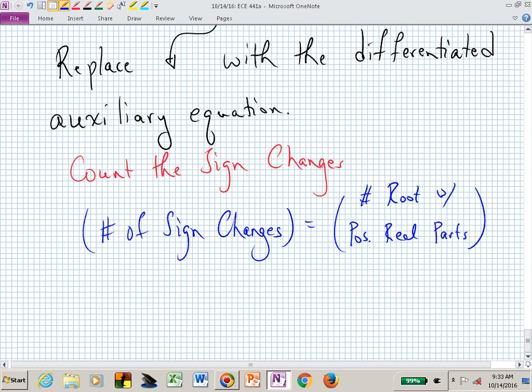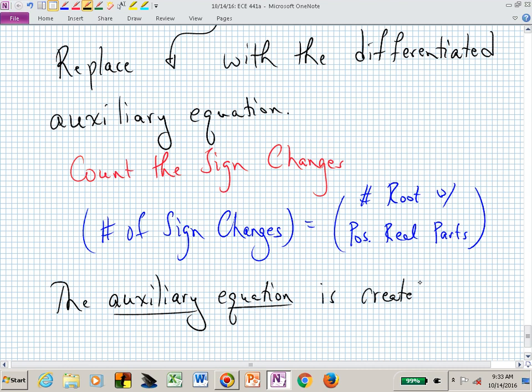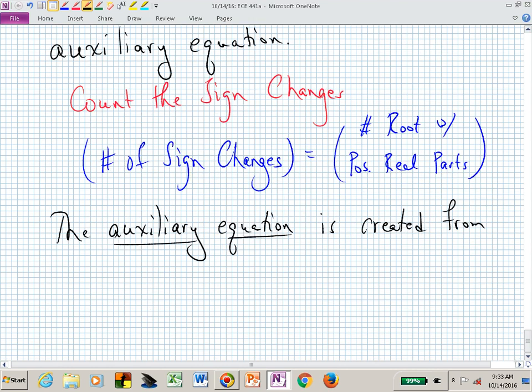And as I was discussing that, this auxiliary equation is created from the row immediately above the all zero row.